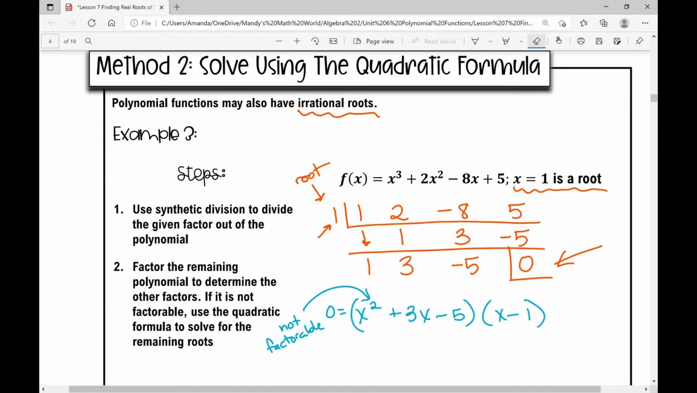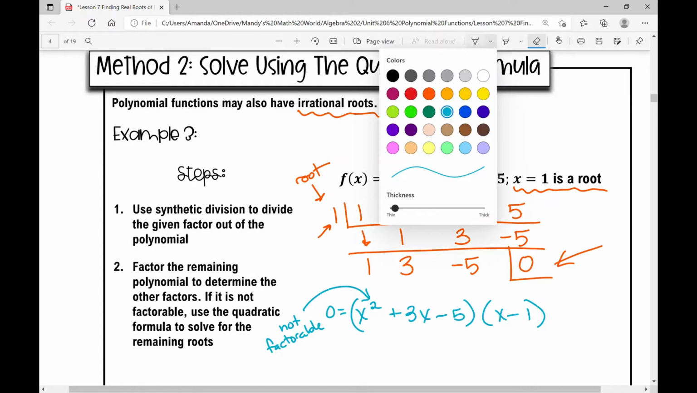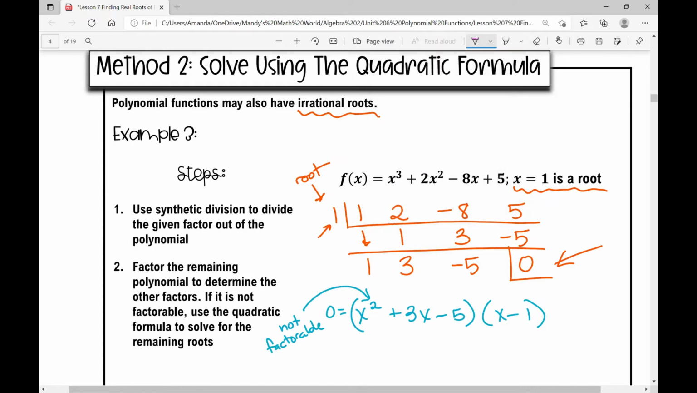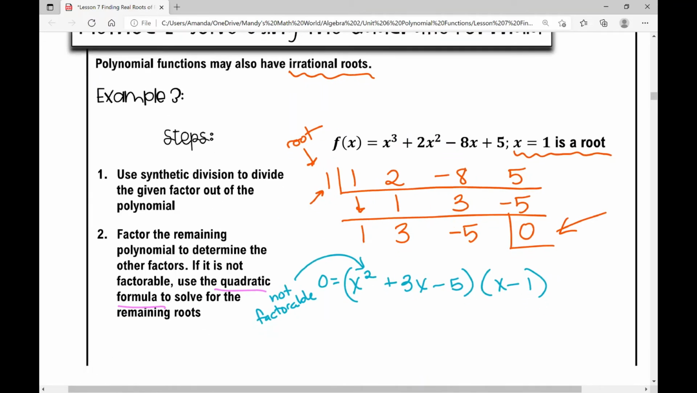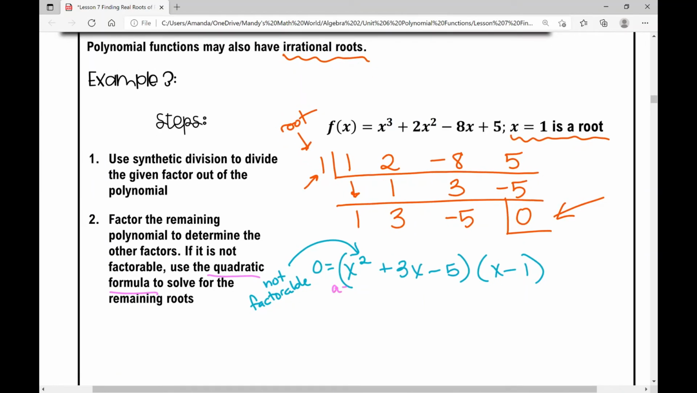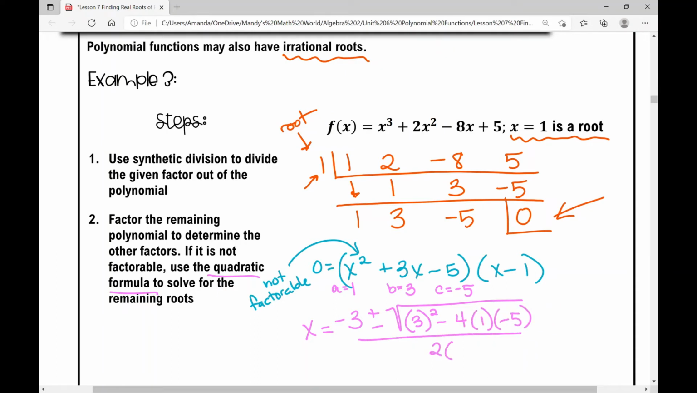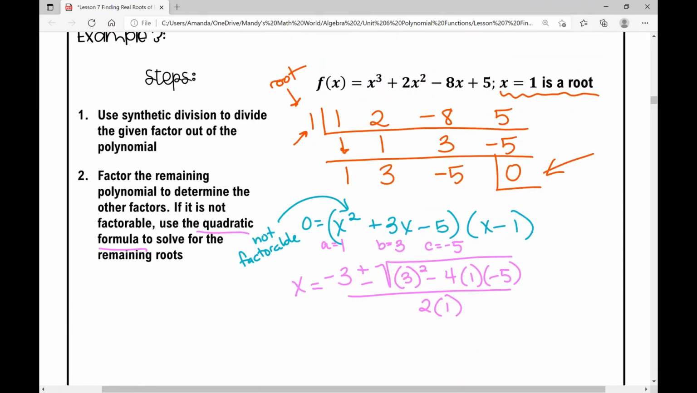So in the case where you cannot factor your quadratic, what can you use? You can use the quadratic formula. In this particular case, a equals 1, b equals 3, and c equals -5. Then you plug them into your quadratic formula. X equals the opposite of b plus or minus the square root of b squared minus 4ac, all over 2a. And then we're just going to simplify it as we walk down.